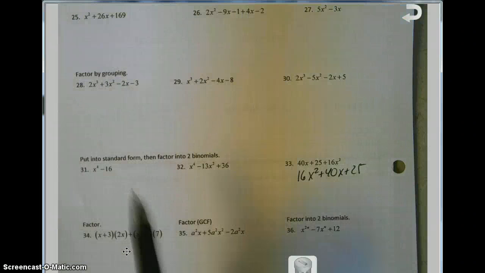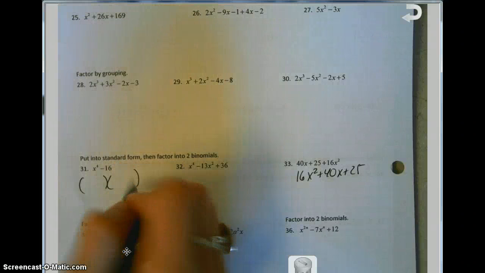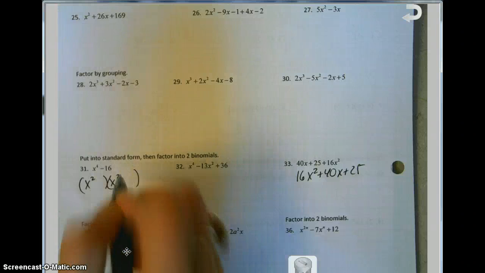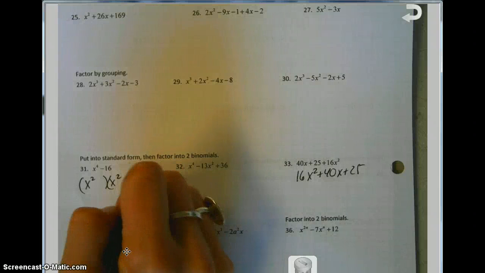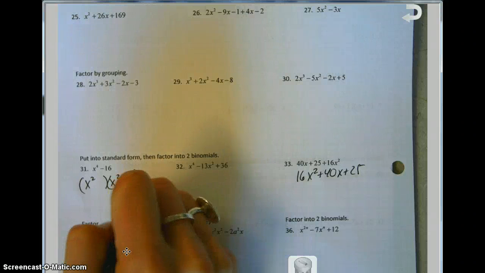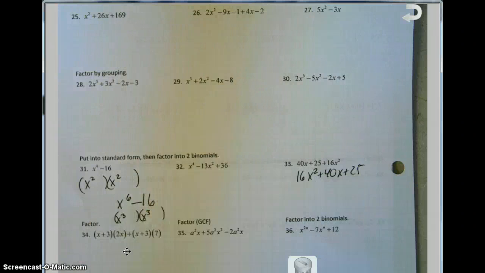On these previous ones, you're going to have to watch to see, do you know what times what will give you x to the fourth? And here's a hint. When you multiply x squared times x squared, remember you add their exponents, so it'd be x to the fourth. If your problem said something like x to the sixth minus 16, it'd be x to the third times x to the third, because when you multiply these, you add their exponents to get back to the original problem. So just note that to yourself on those items.